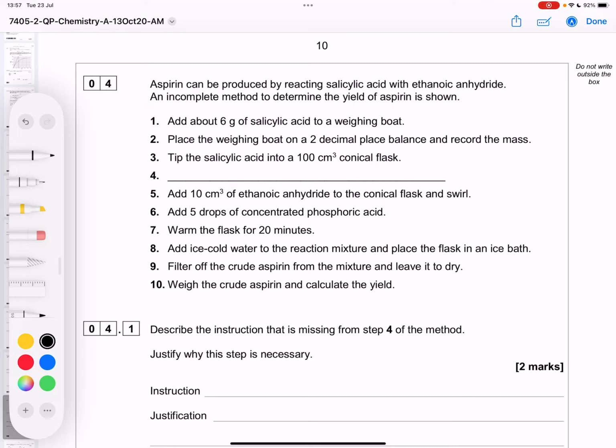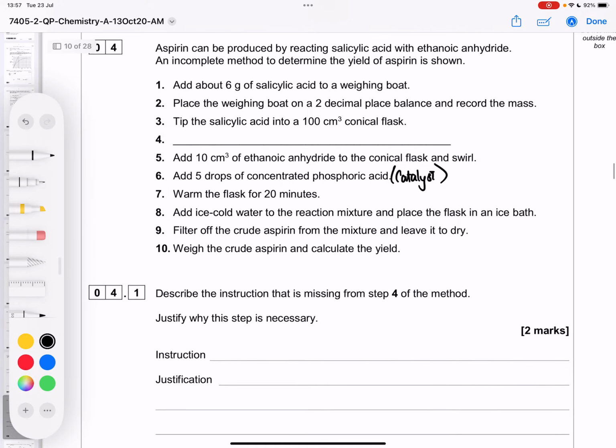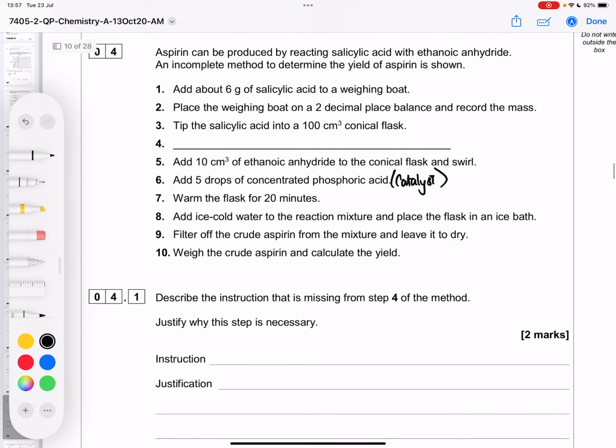Then it says add 10 centimetres cubed of ethanoic anhydride to the conical flask and swirl. Add 5 drops of concentrated phosphoric acid, that's going to be our catalyst. Warm for 20 minutes, add ice cold water and place in an ice bath. Filter off the crude aspirin from the mixture and leave it to dry. Weigh the crude aspirin and calculate the yield. Describe the instruction that is missing from step 4.